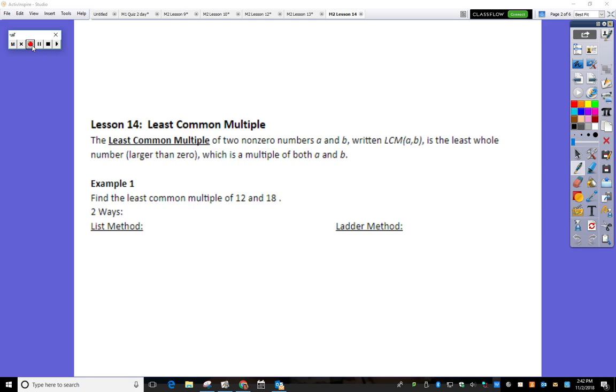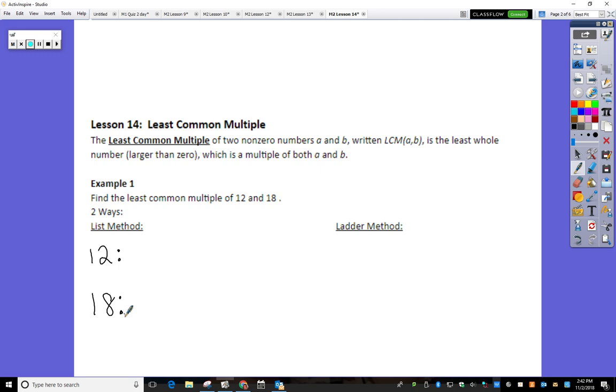So we do have two ways that we're going to look at today. I'm going to lead you towards the latter method again, but we will see how both work. If we want to find the least common multiple of 12 and 18, we're going to start with the list method. We are going to list out all of the multiples of both of these numbers. To find a multiple, you start multiplying with 12 as a factor, and you do it in numerical order.